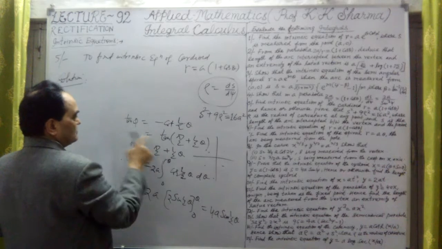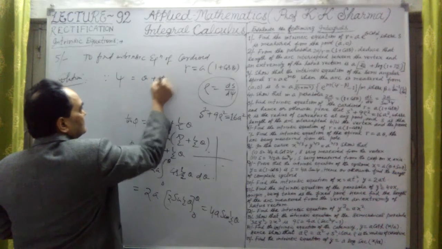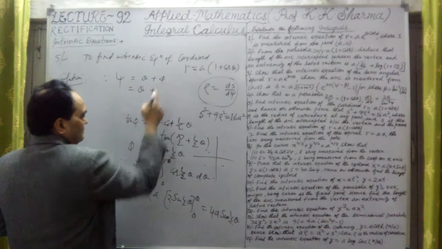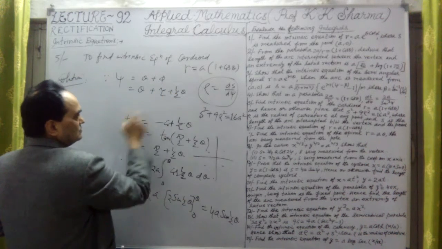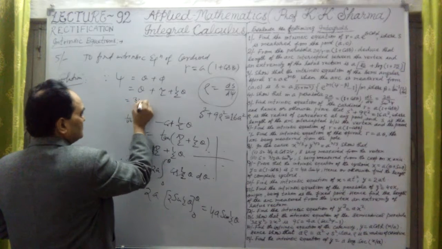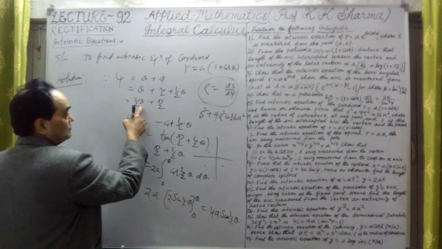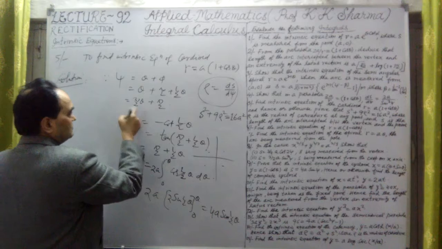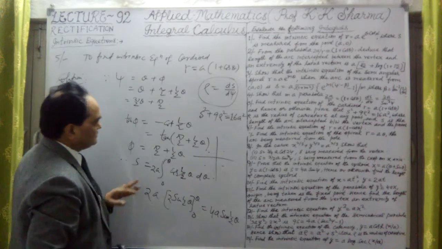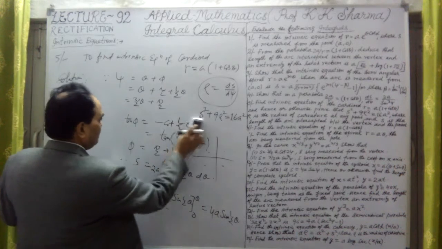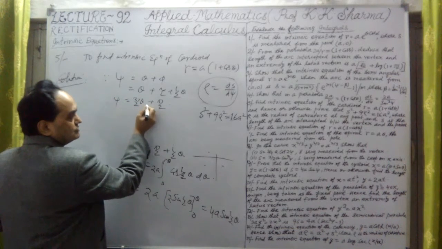Now let me take this psi. We know that psi equals theta plus phi. Here theta is as it is, and phi is pi by 2 plus half theta. So this is 3 by 2 theta plus pi by 2. Therefore psi equals 3 by 2 theta plus pi by 2.